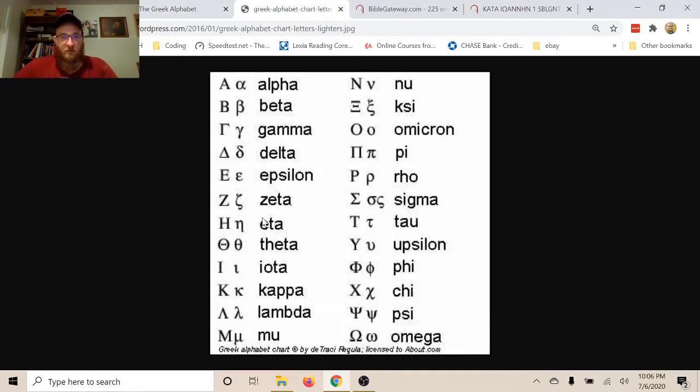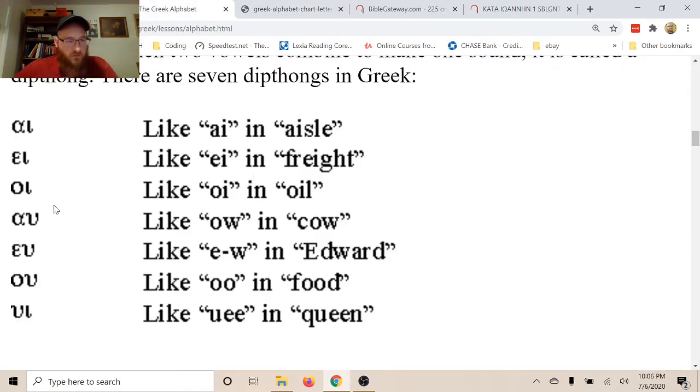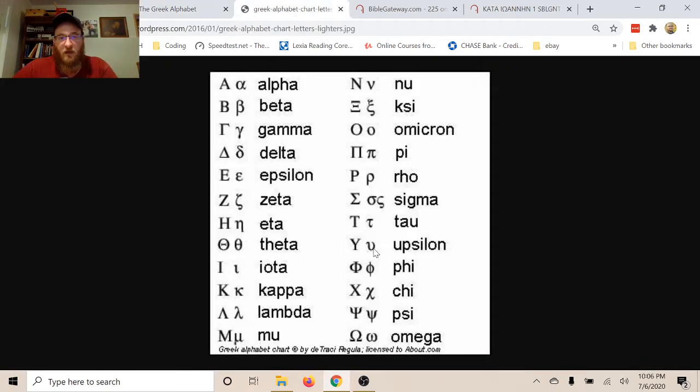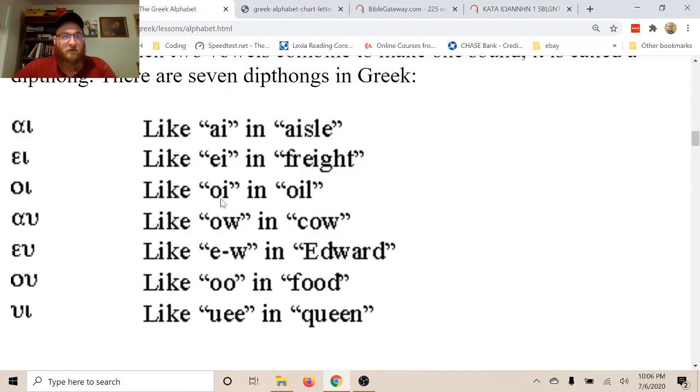So, I told you that iota was really important. Well, here's why. Well, iota and upsilon. Did I get that right? I think so. Upsilon and iota are important because they are the other vowels that make a diphthong, which is just two vowels that go together and make a different sound. So alpha and iota make the AI sound like in aisle, so it's more like a long I.